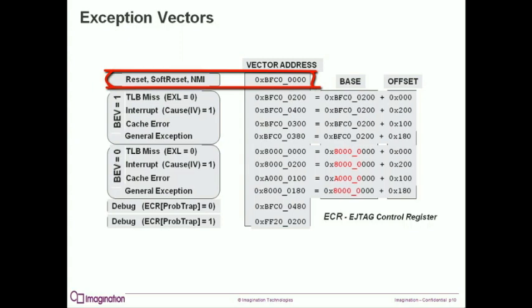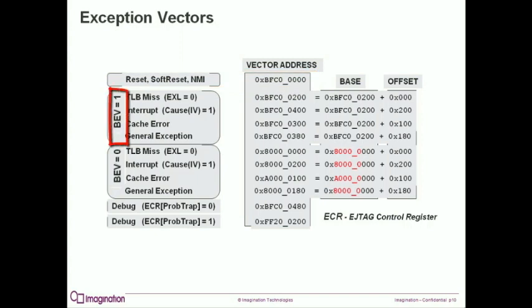All of these will cause the system to reboot. As a reminder, the vector BFC00000 hex is in a non-cacheable KSEG1 address space, which is directly mapped to physical address 1FC00000 hex. The next two sections of the table will depend on the boot exception vector bit in the status register. The boot exception vector bit is set on cold boot.